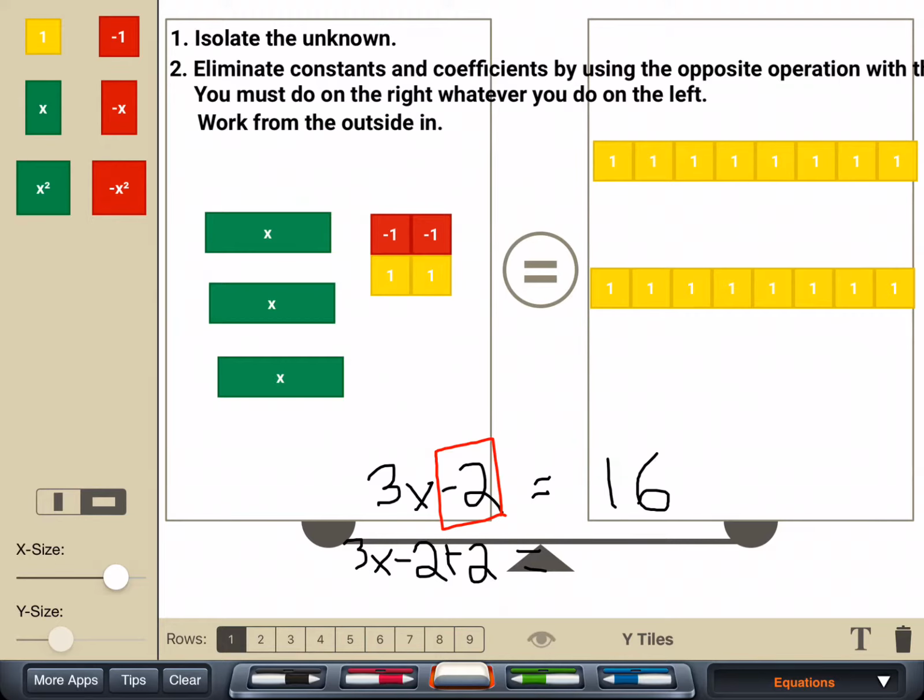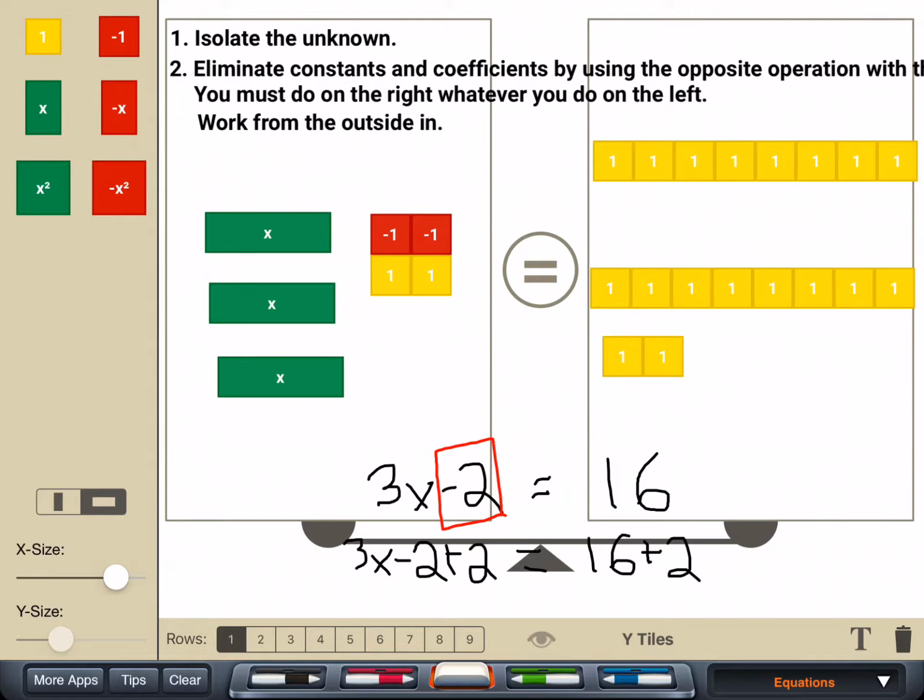And I'm going to take a look at my rules here. Isolate the unknown. Well, I'm heading in that direction. Eliminate constants and coefficients by using the opposite operation with the same number. I'm doing that with the 2. You must do on the right whatever you do to the left. Okay, so I just added 2 to the left, so now I'm going to add 2 to the right, both in the equation and in my model. There we go. Okay, great.